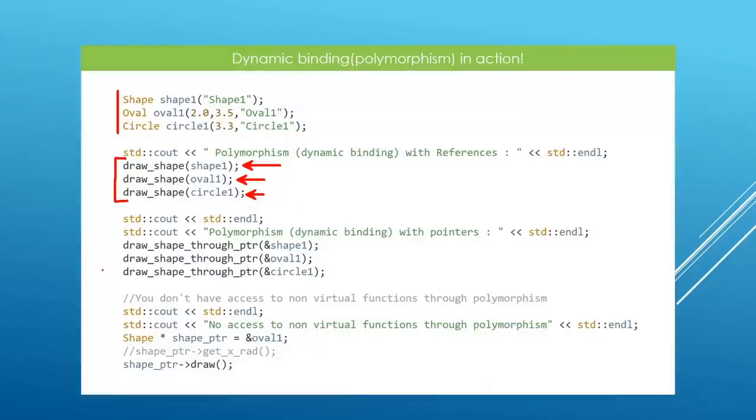This is really cool. This is what we want to achieve. If we want to call our methods that take pointers, we can do that. And on the first line here, we will call shape draw. On the second line here, we will call oval draw, and on the third line here, we will call circle draw. This is what we want to achieve.